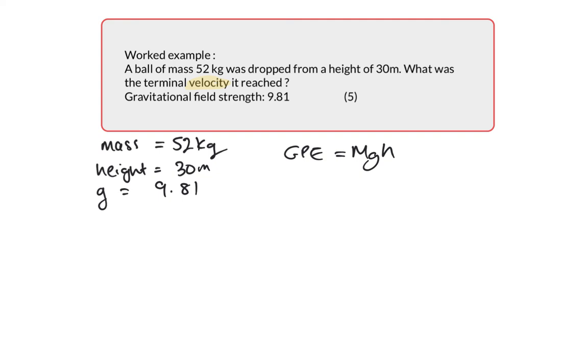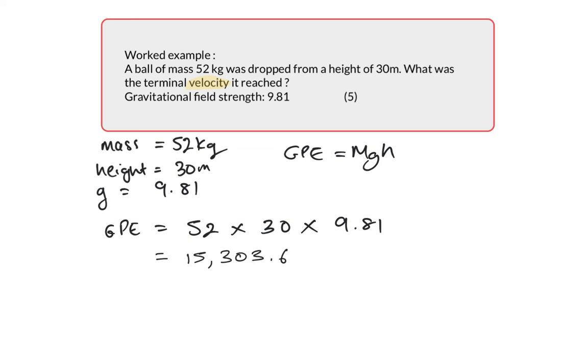Hopefully you remember in maths when you write them next to each other, that means multiplied by. So I do have my mass, my height, and my gravity, so I can multiply those together. I've got 52 multiplied by 30 multiplied by 9.81. Popping that into your calculator will give you an answer of 15,303.6. And remember, a really large number at this point is not something to be worried about. You do get very large values of energy. The units for that are joules.